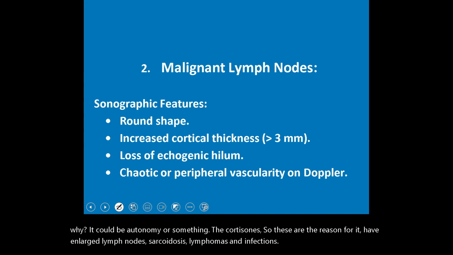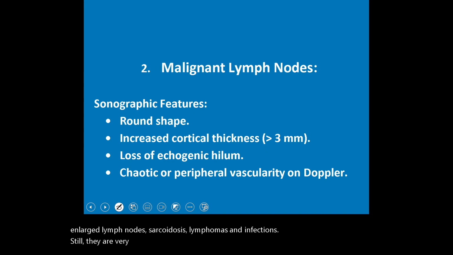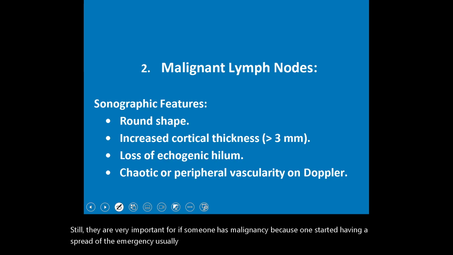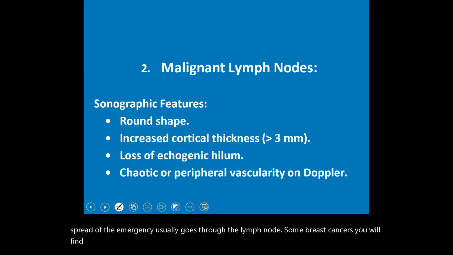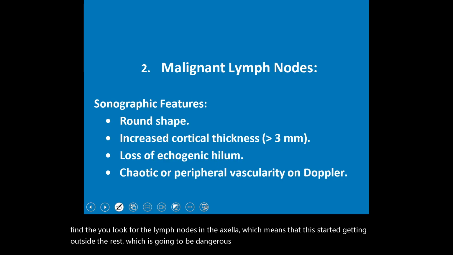Still, they are very important if someone has malignancy, because when the malignancy starts to spread, it usually goes through the lymph. Like some breast cancers, you look for lymph nodes in the axilla, which means that it has started getting outside the breast, which is dangerous because it went outside of the chest.